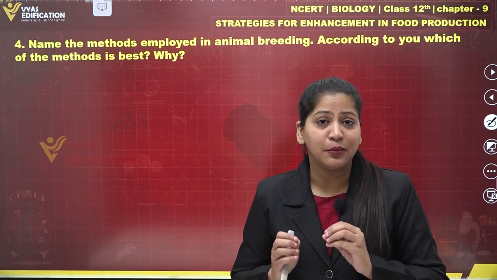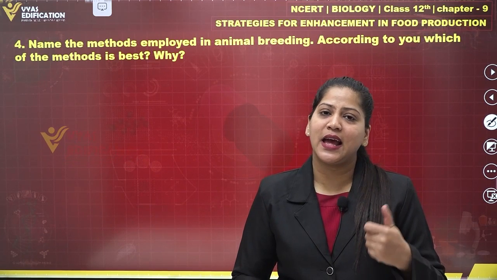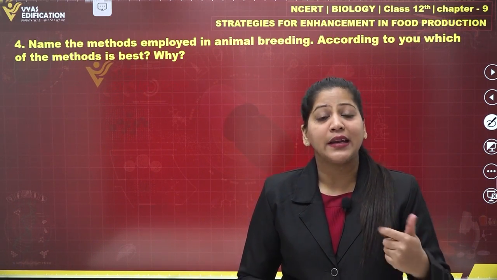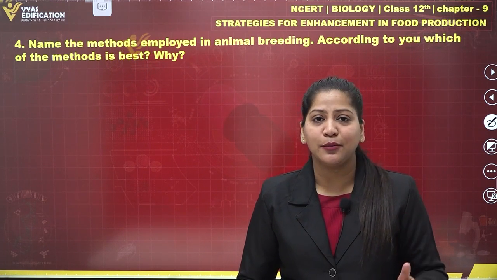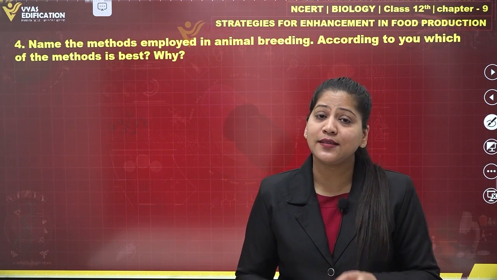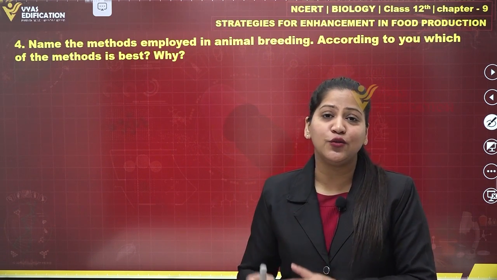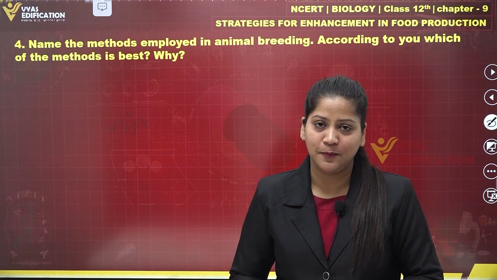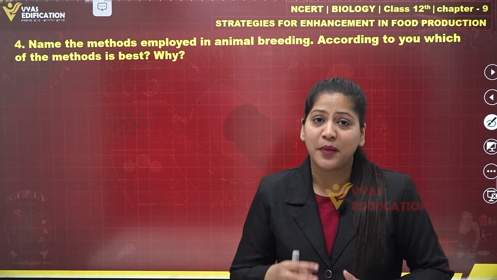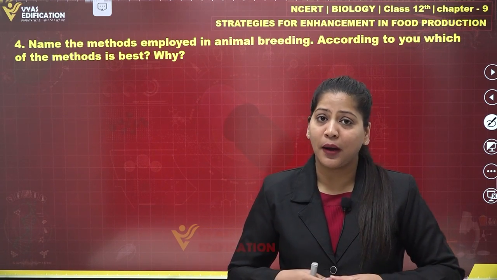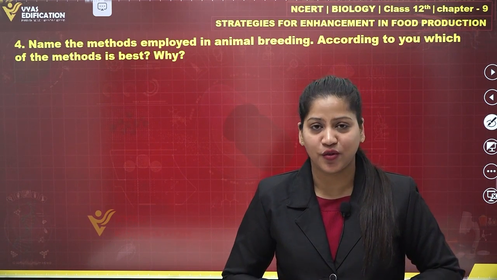Now this animal breeding can be natural and can be artificial. If the animal breeding is artificial, then it is done by the breeders by introducing semen into the uterus of a female animal. There is also another method called MOET, that means multiple ovulation embryo transfer.